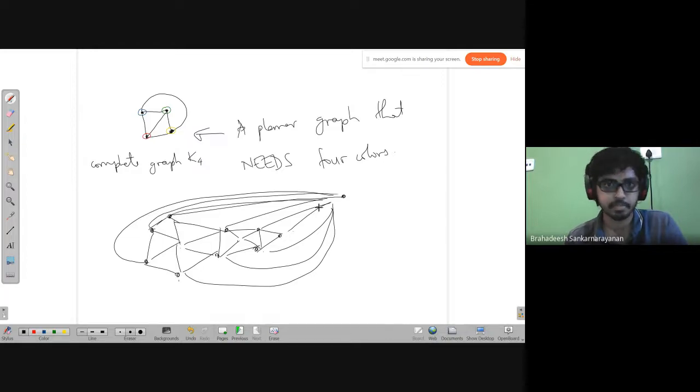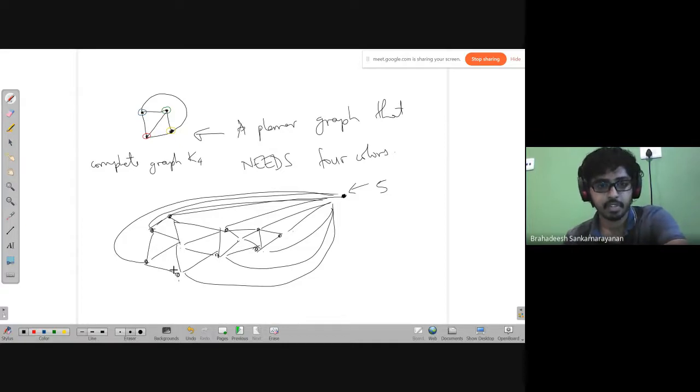This is also a planar graph. But now, since all 4 colors appeared over here, those 4 colors are not valid for this vertex. So a 5th color is necessary. Do you get my point?